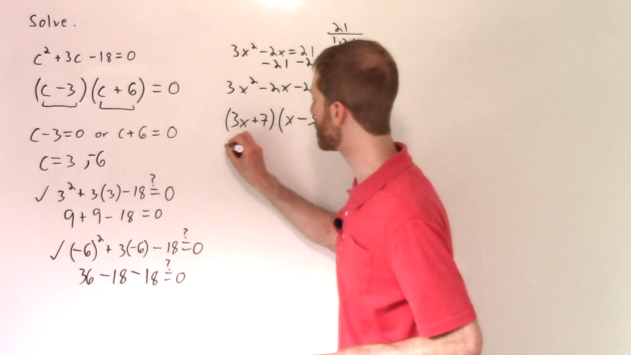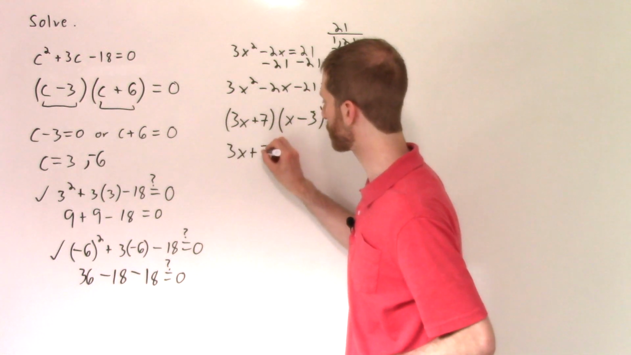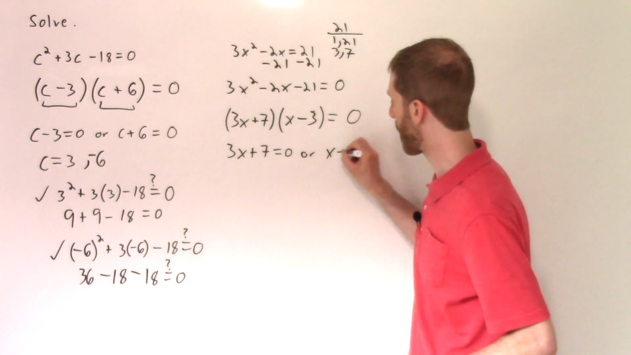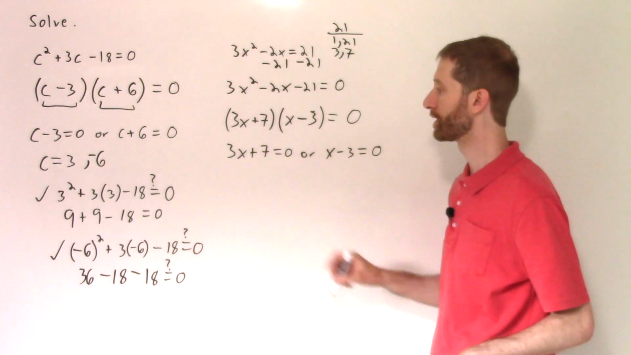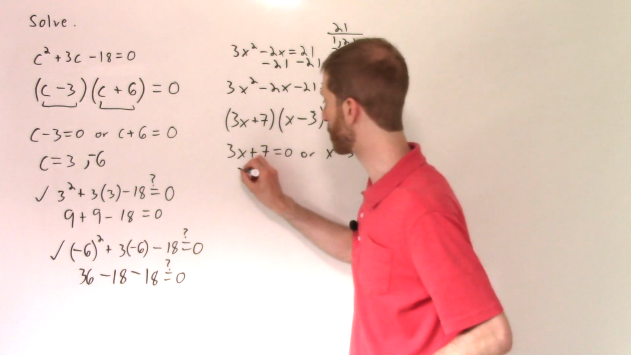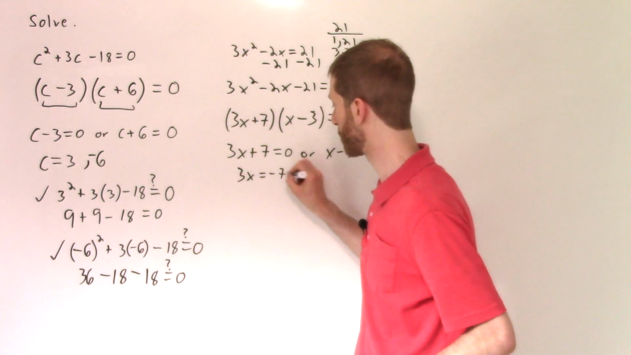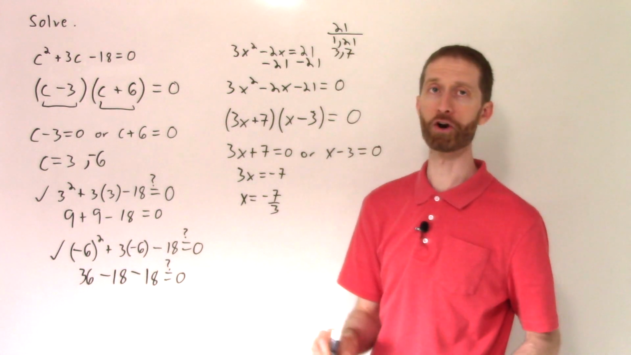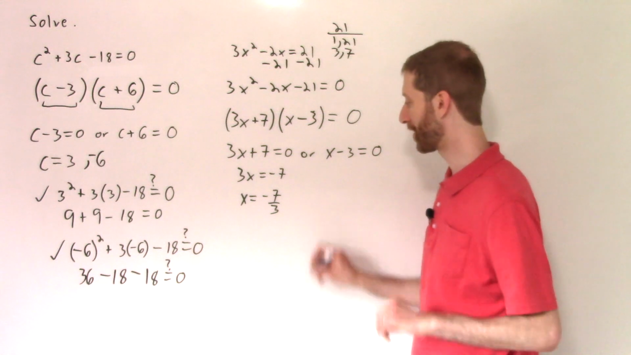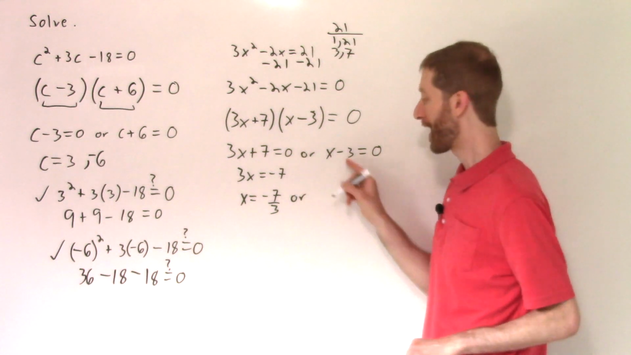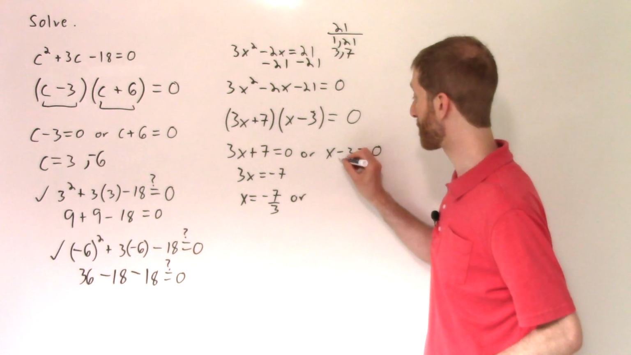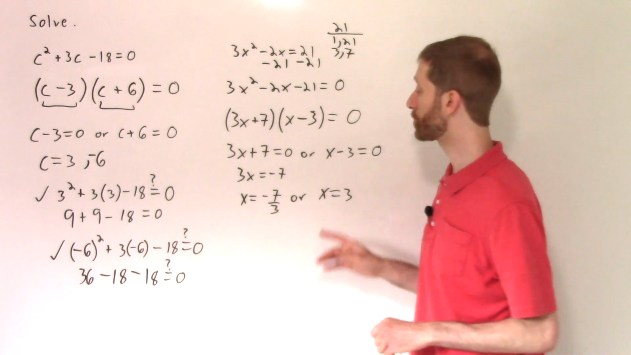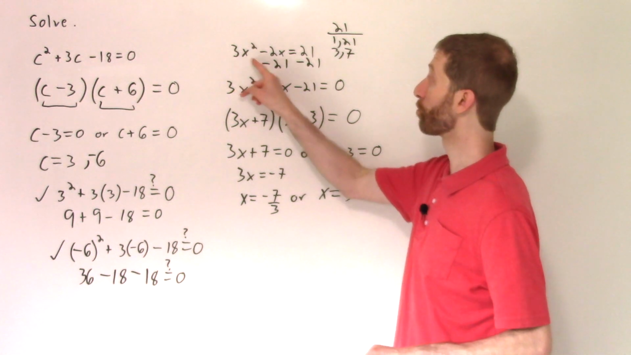Okay, so now I take each individual part of the factor, I set each equal to 0. 3x plus 7 is 0, or x minus 3 is 0, and I solve. So I subtract 7, so it's going to be 3x equals negative 7. Divide by 3, x equals negative 7 thirds. Beautiful. Or, we got one other value, x minus 3 equals 0. So I'm going to undo minus 3 by adding 3 to both sides. X equals 3.